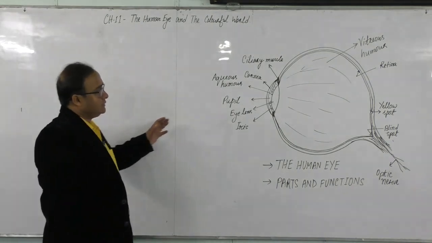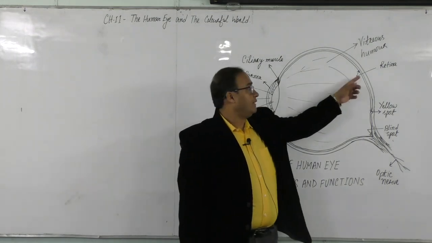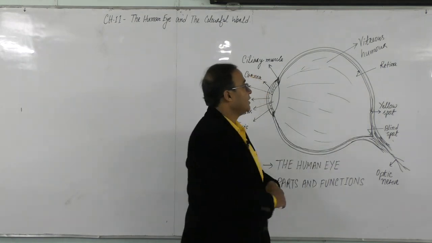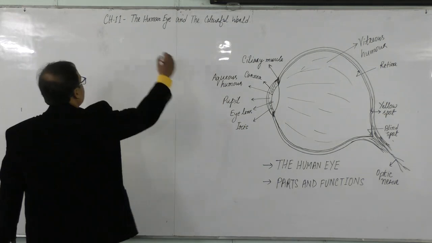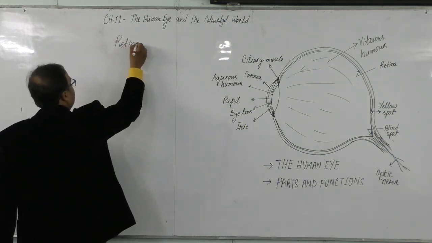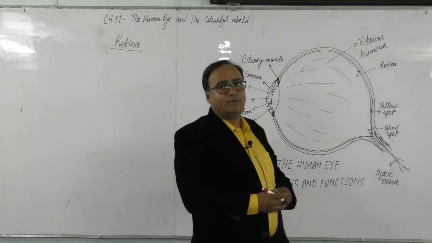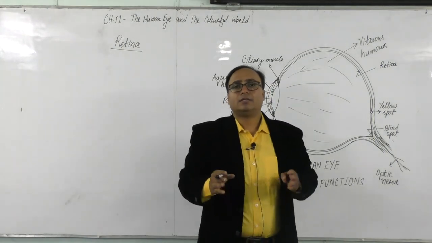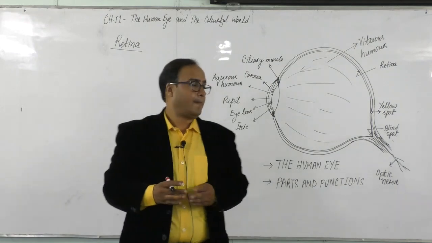And if you look at the diagram, the eyeball is made up of actually 3 layers. The wall of the eyeball is made up of 3 layers, and the innermost layer is called retina. The innermost layer is called retina, and retina is also called the screen of the eyeball where image is formed. And you should know that on retina, real and inverted images of the objects are formed.